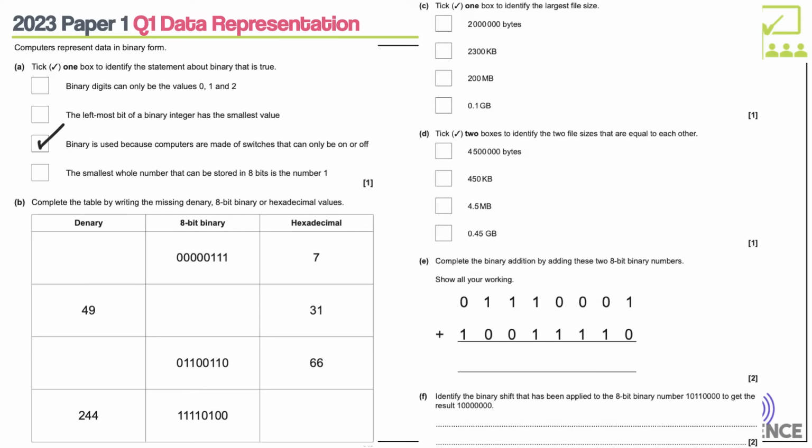Okay, a bit of conversion. We've got these values. Can we convert them from one to another? In binary, that's the value 7. In hexadecimal, that's the value 7. In denary, we'd write down 7. Well, that's an easy mark right there, isn't it? For the next one, we've got denary, binary, hexadecimal.